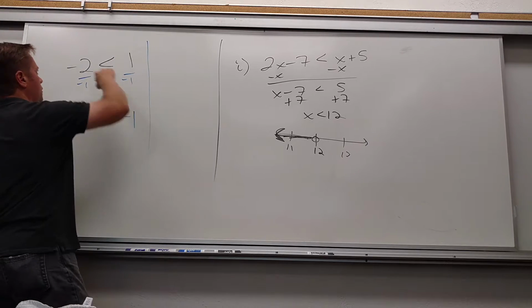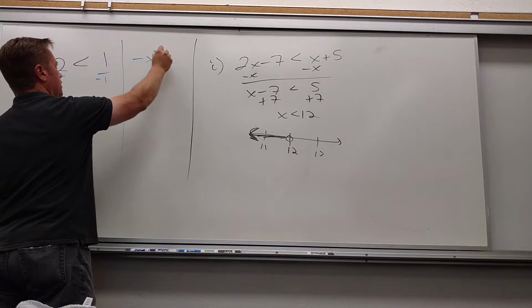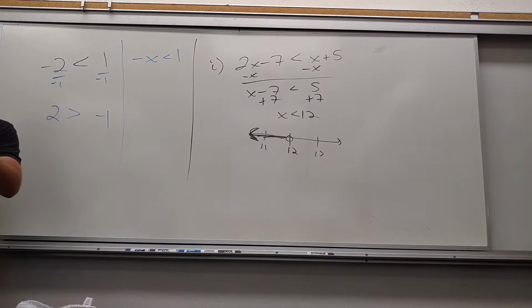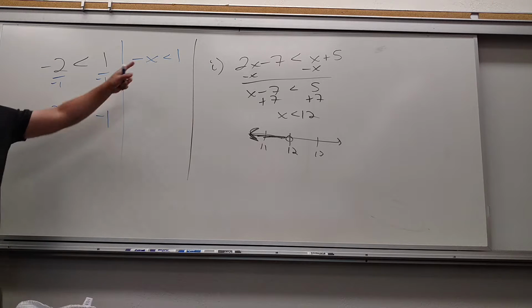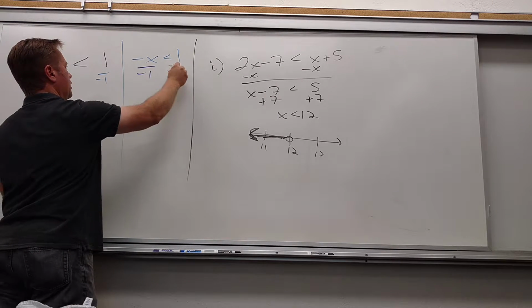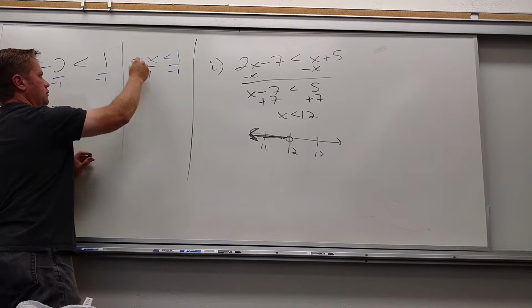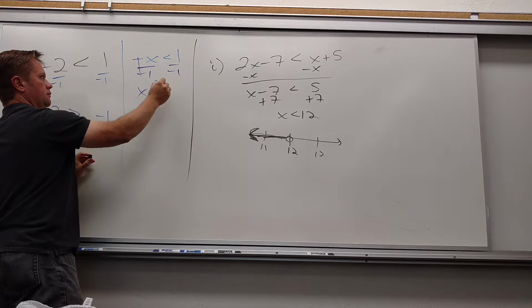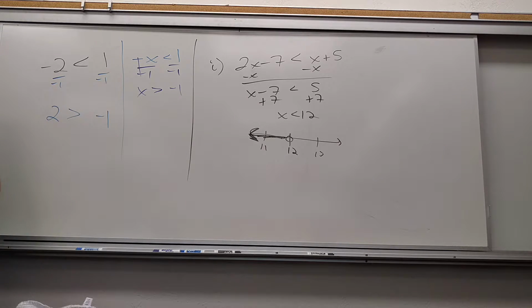So the same way, if I had -x less than 1, what do I have to do to solve that? Divide by -1. But I divided by a negative number, so then I have to flip that sign, just like I had to do there.